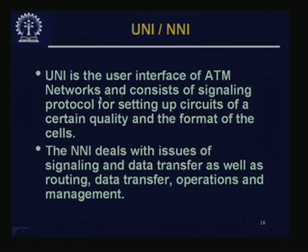UNI is the user interface of ATM networks and consists of a signaling protocol for setting up circuits of a certain quality and the format of the cells. The NNI deals with the issue of signaling and data transfer as well as routing, operations and management, all right. And if you remember, there is also a slight difference between the cells in the UNI part and the NNI part. In the NNI part the GFC is dropped and we use the whole thing to accommodate more virtual circuits, but anyway that is a small technical point.